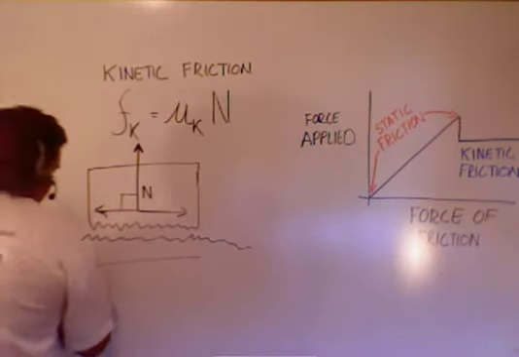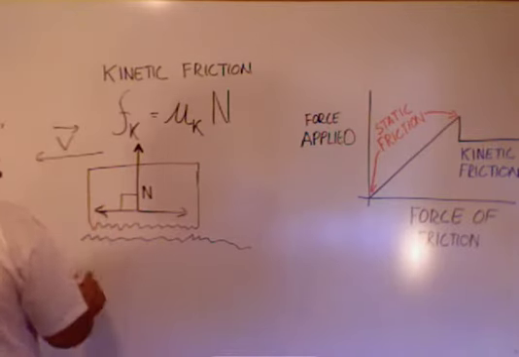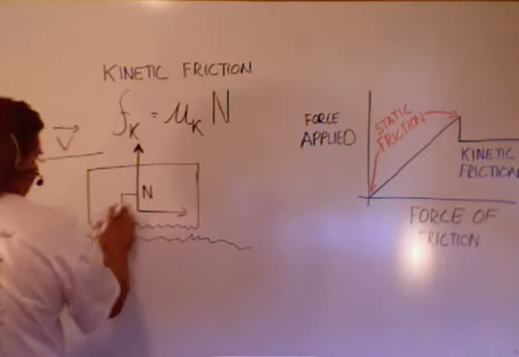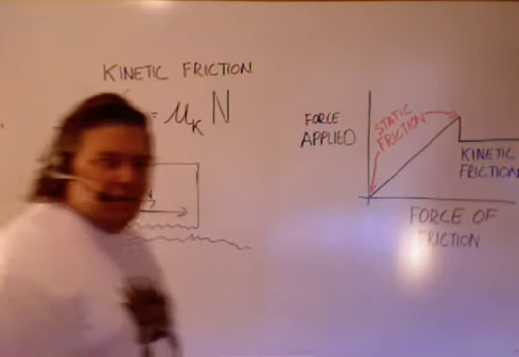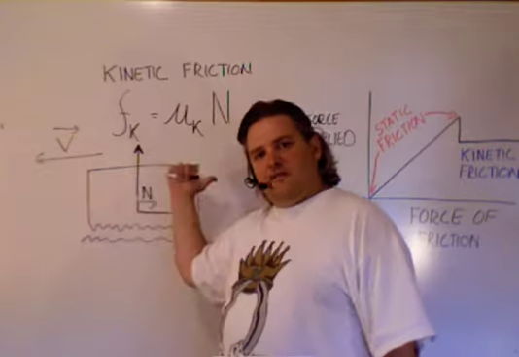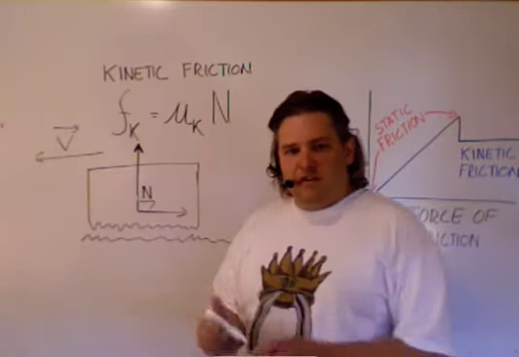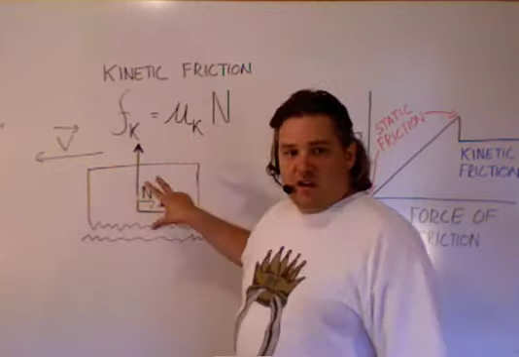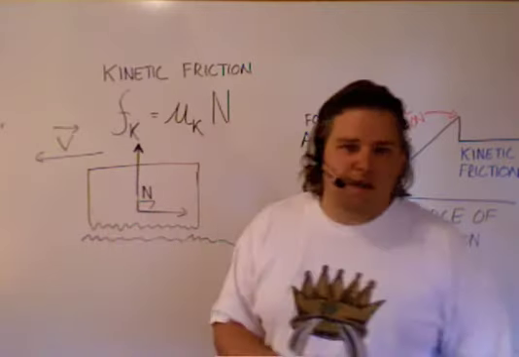So if this object is moving in this direction with velocity, then you can expect the force of friction to be in the opposite direction. Okay? If you're moving this way, the force of friction is in the opposite direction. That's what we know about kinetic friction. That's the equation for kinetic friction, and that's kind of the understanding of why it behaves the way it does.